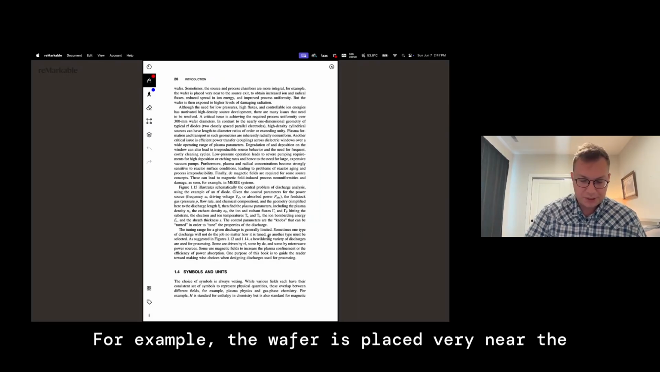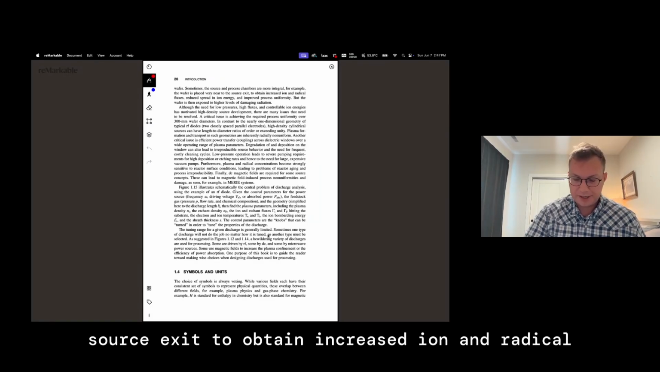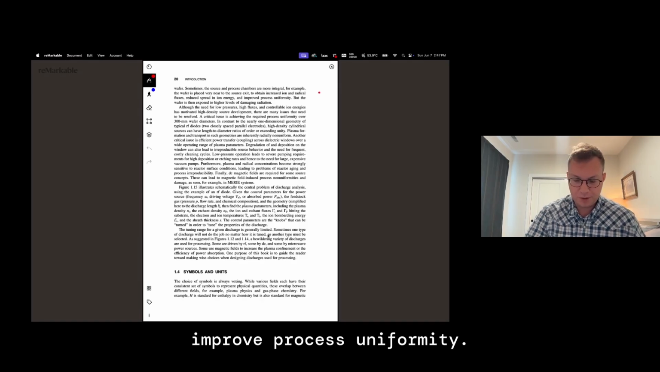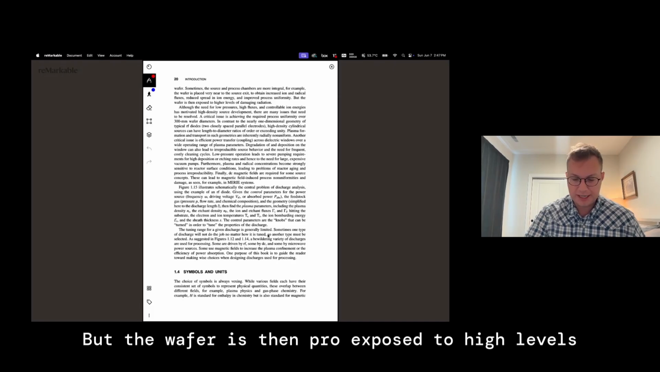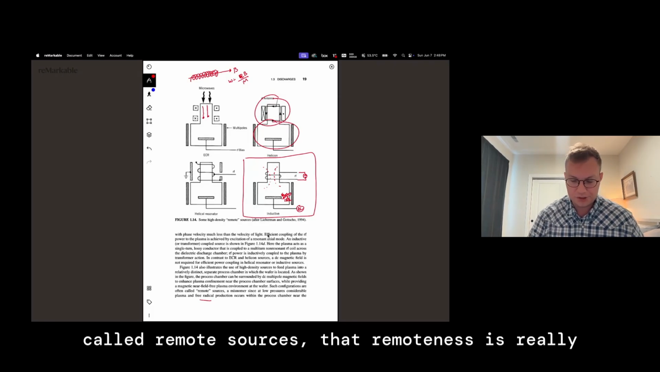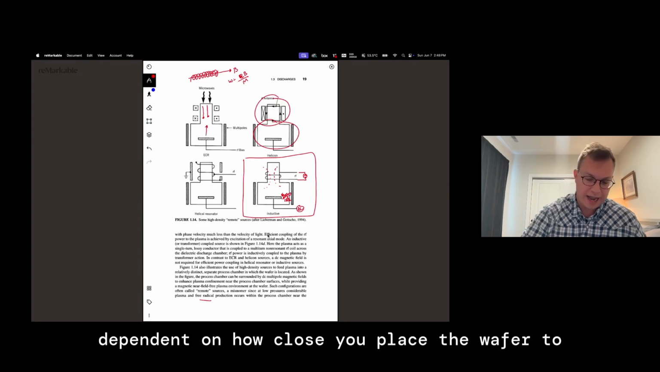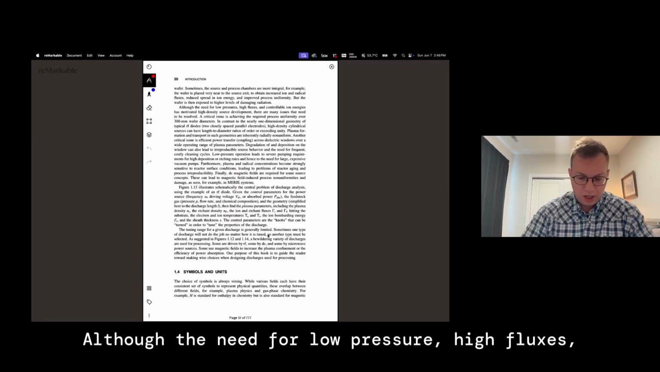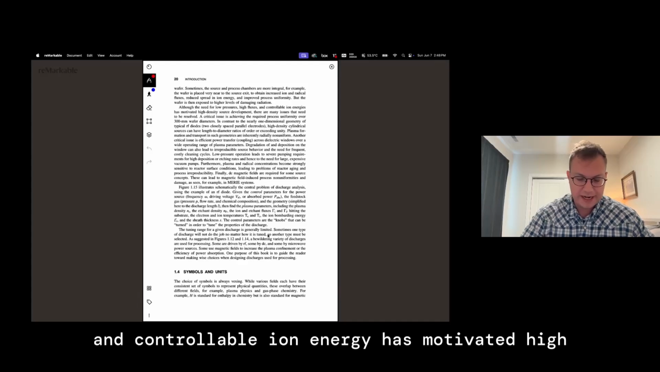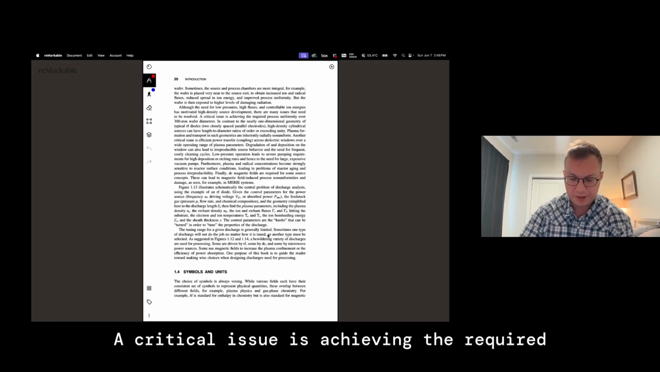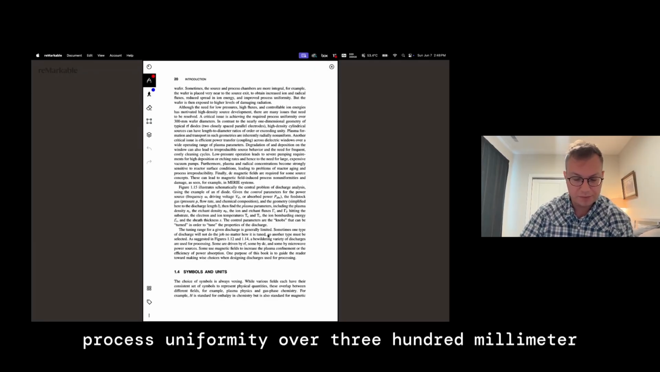Sometimes the source and process chambers are more integral. For example, the wafer is placed very near the source exit to obtain increased ion and radical fluxes, reduce spread in ion energy, and improve process uniformity. But the wafer is then exposed to high levels of damaging radiation. So the point is, even if these are sometimes called remote sources, that remoteness really depends on how close you place the wafer to this exit region here. Okay. Although the need for low pressure, high fluxes, and controllable ion energy has motivated high density source development, there are many issues that need to be resolved. A critical issue is achieving the required process uniformity over 300 millimeter wafer diameters.